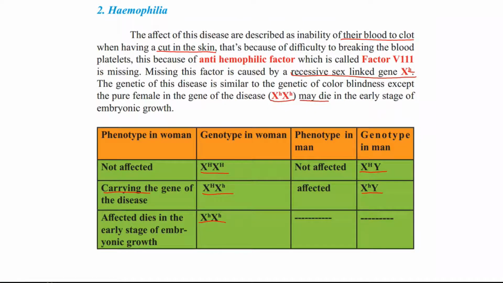Like color blindness, there is no carrier for male. If they have the recessive gene, they are affected, but if they have the capital gene, they are not affected. And for a carrier, we need 2 alleles, one of them dominant, one of them recessive. And also another important point, the disease has to be recessive, because for dominant traits there is no carrier.